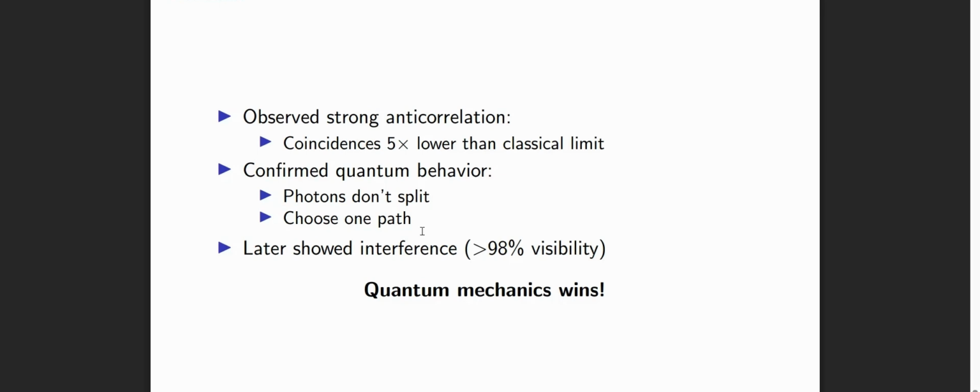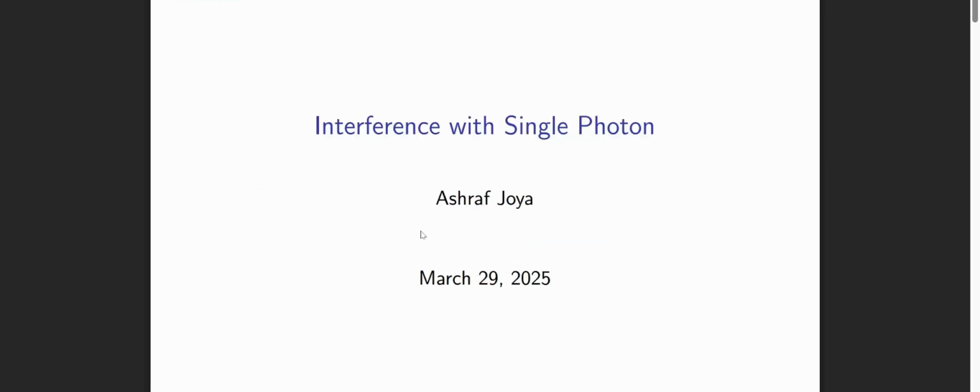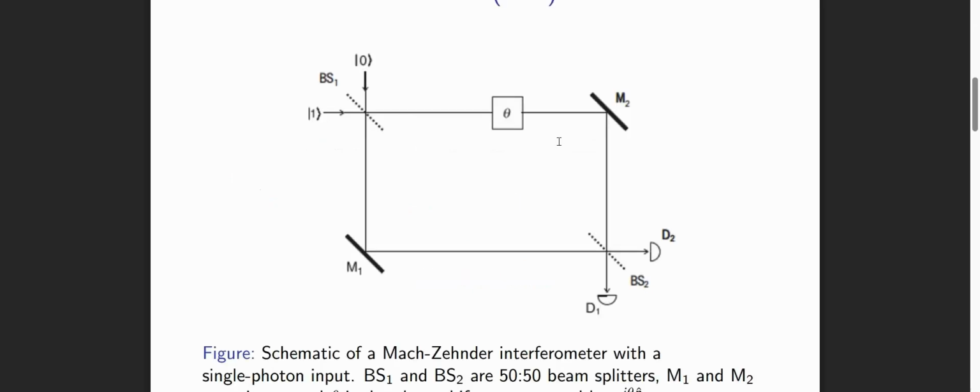So now let's come to the second part of the video, in which they have shown interference with a single photon. Now we have obtained the single photon, right? Either the photon will be transmitted or reflected. Now let's understand how interference can happen with a single photon. So let's start with this one.